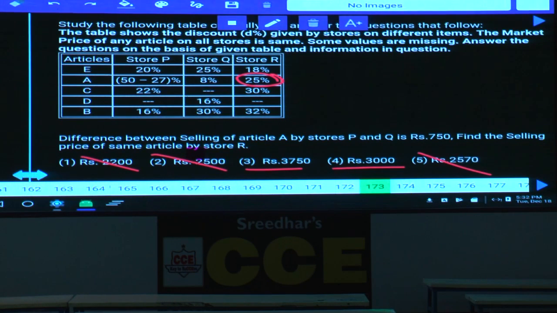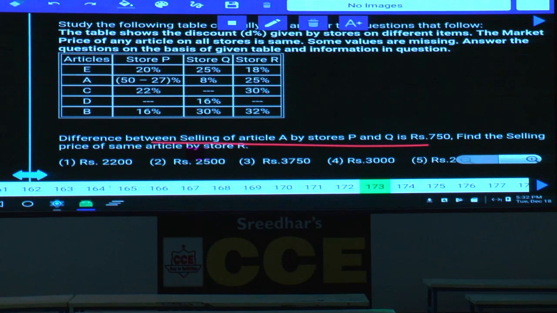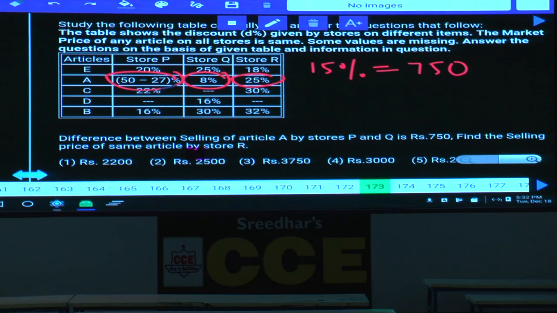If there is only one multiple of 3, you are done. But now you have to calculate. You are given the selling price difference is 750. Selling price difference or discount difference, both will be the same. How much is this? The discount percentage offered by store P is 23 and by store Q is 8. Difference 15%, which is equal to 750, and you need to calculate the selling price of item A for store R.